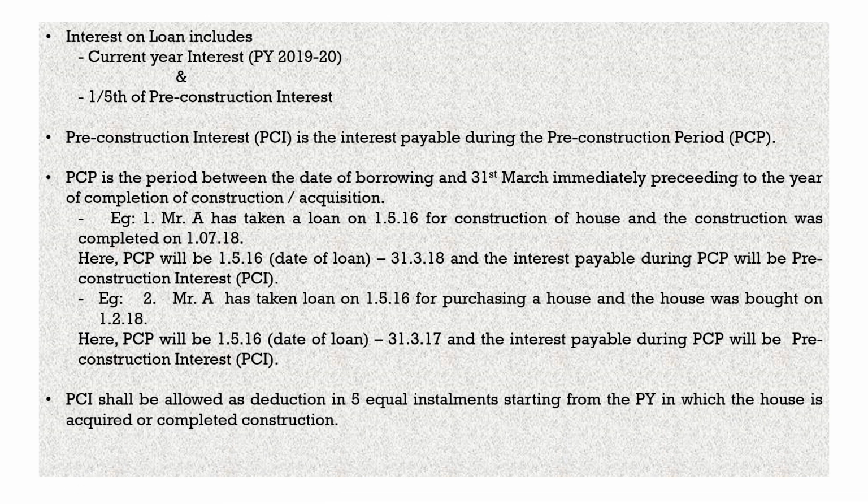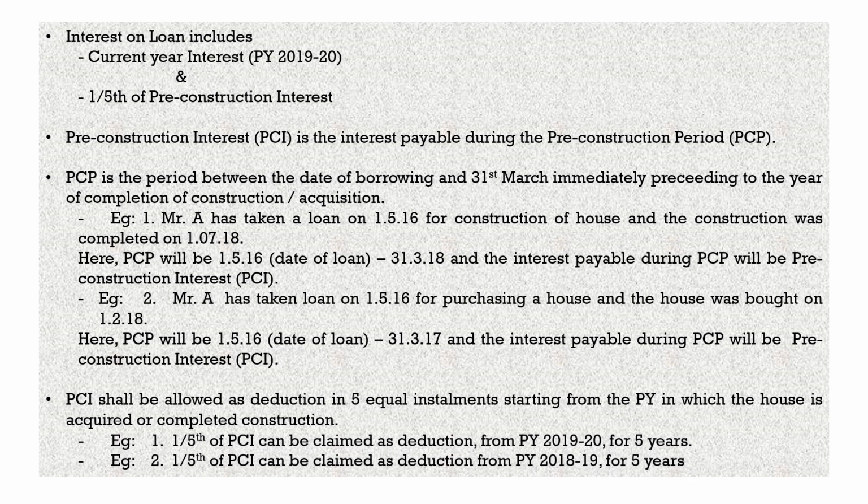Pre-construction interest shall be allowed as deduction in 5 equal installments starting from the previous year in which the house is acquired or construction is completed.